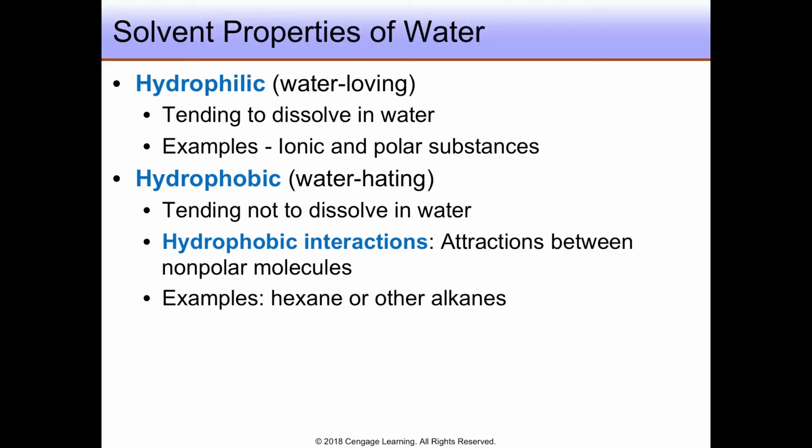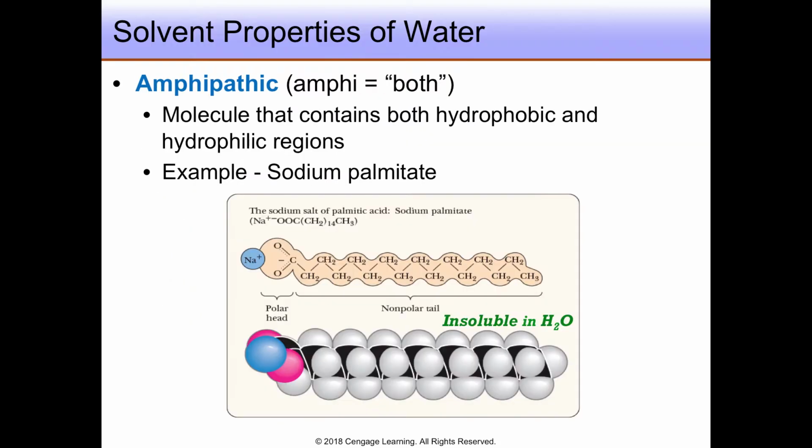Some compounds readily dissolve in water and are therefore hydrophilic, or water-loving. These would include ionic or charged substances, as well as those that are uncharged but polar. Hydrophobic molecules are water-insoluble, and examples include hydrocarbons like hexane or other alkanes. Rather than associate with water, hydrophobic compounds tend to aggregate with each other.